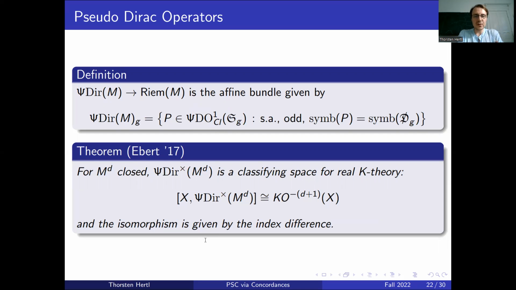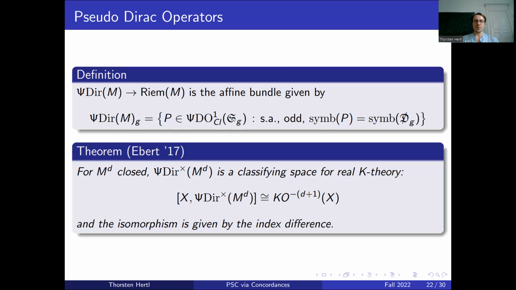So let me recall what a pseudo-Dirac operator is. The set of all pseudo-Dirac operators is a set over the space of all Riemannian metrics, and its fiber consists of all pseudo-Dirac operators on the spinor bundle that is produced with the help of a Riemannian metric G. The pseudo-Dirac operator with respect to Riemannian metric G is a pseudo-differential operator of order 1 that is Clifford linear, self-adjoint, odd, and whose principal symbol agrees with the principal symbol of the Dirac operator of its underlying metric.